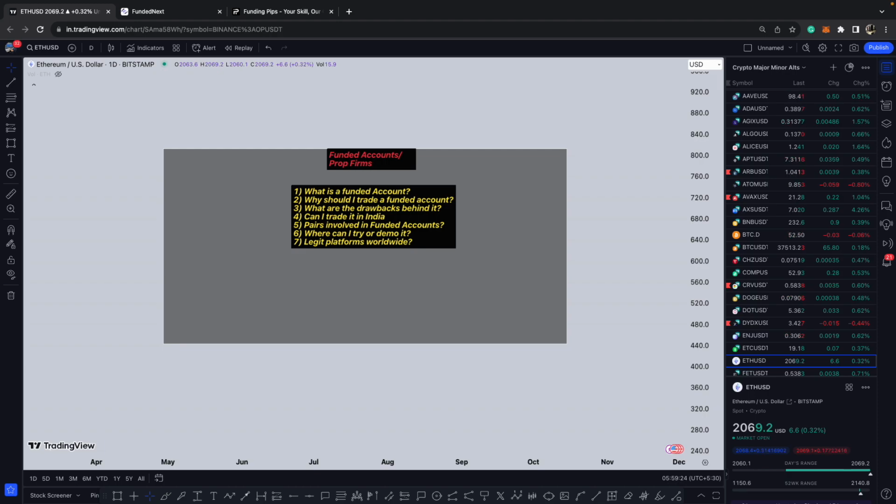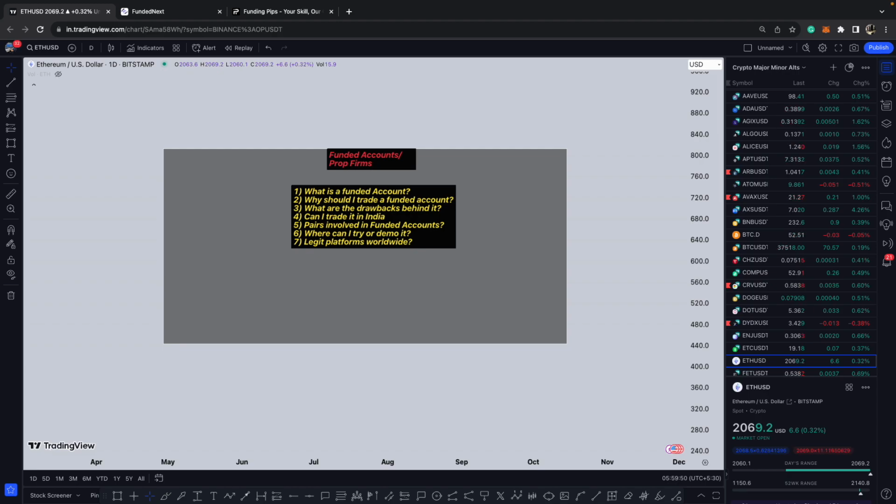So let's try to understand what exactly a funded account is. To the ones who do not know what a funded account is, it is more important than just looking at your friend who has received a payout and simply purchasing an account without knowing or understanding anything. It's very important that you understand what exactly a funded account is.